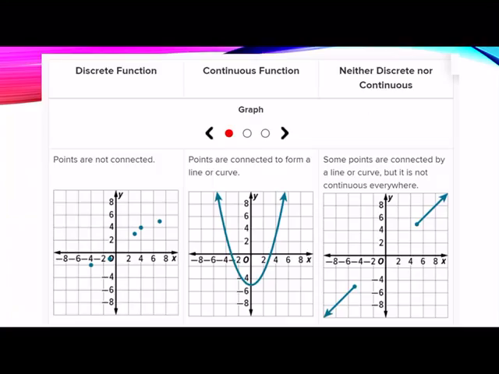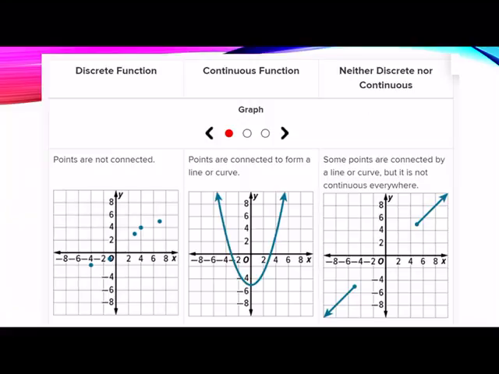So here are some examples. So we have a discrete function where the points are not connected. So if you look, there's points all over the graph. A continuous function is either a continuous line or a curve.